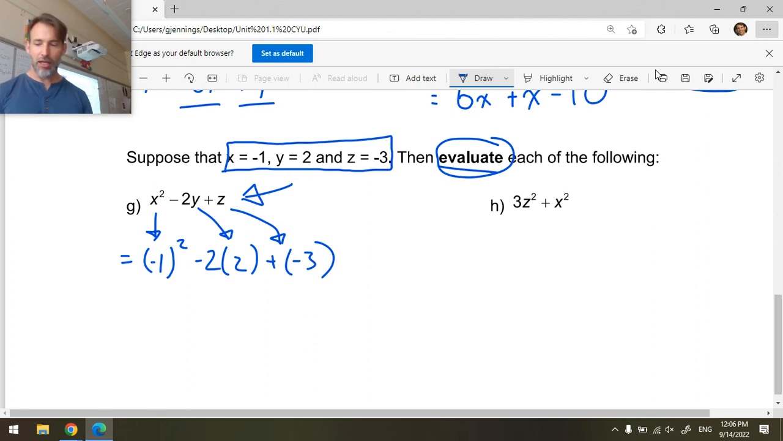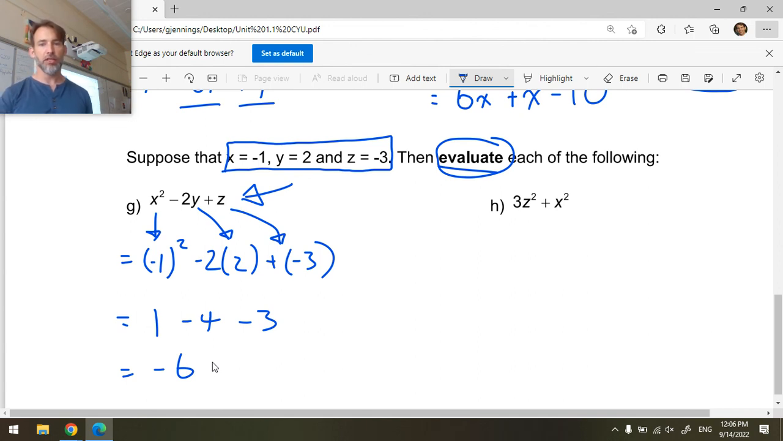So let's do it. Instead of that being -1, we're going to have +1. -2 times 2, well, that's -4. And then plus -3, well, that's -3. So I'm left with 1 minus 7, so that's -6.